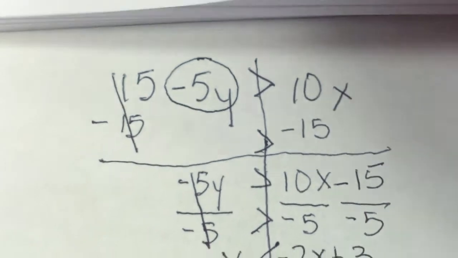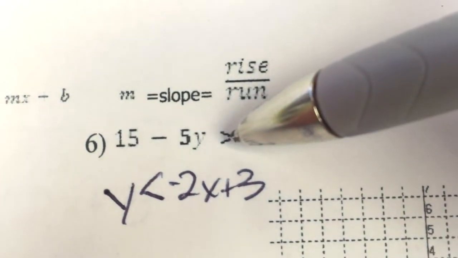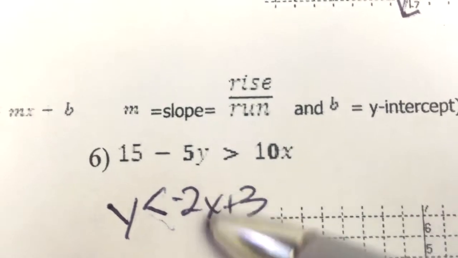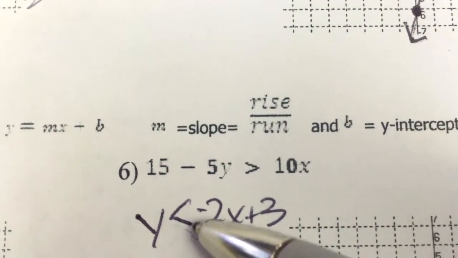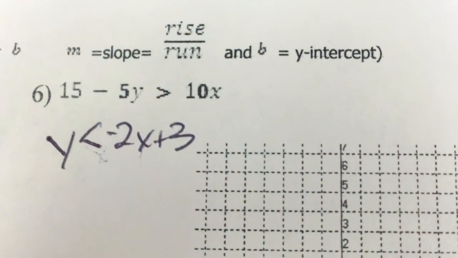That's what happened when we put it in slope-intercept form. Now look at this. When it started, this was the symbol. But when we put it in slope-intercept form, the symbol's different. So our shading is going to be different here than it would have been here. That's why it's important to put it in slope-intercept form before you shade it when it's an inequality.